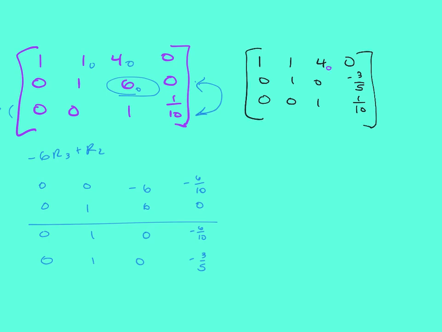Now I need a 0 where the 4 is. I have to use row 1 and row 3 because there's no way I can change the 0 in that second row to make it 4. So negative 4 R3 plus R1.